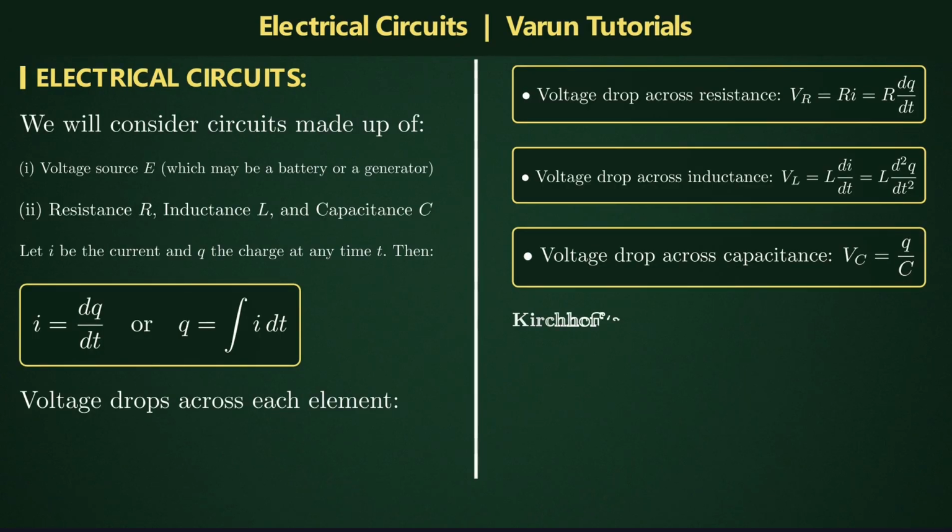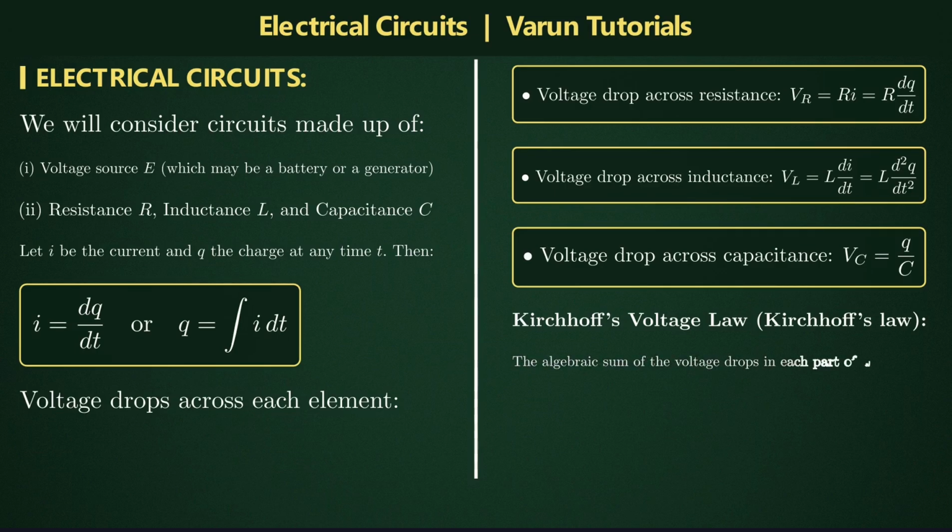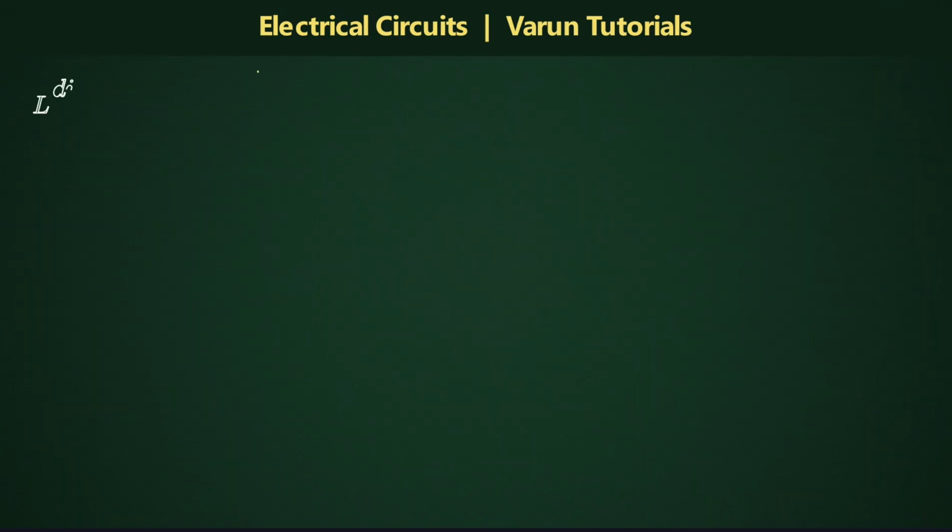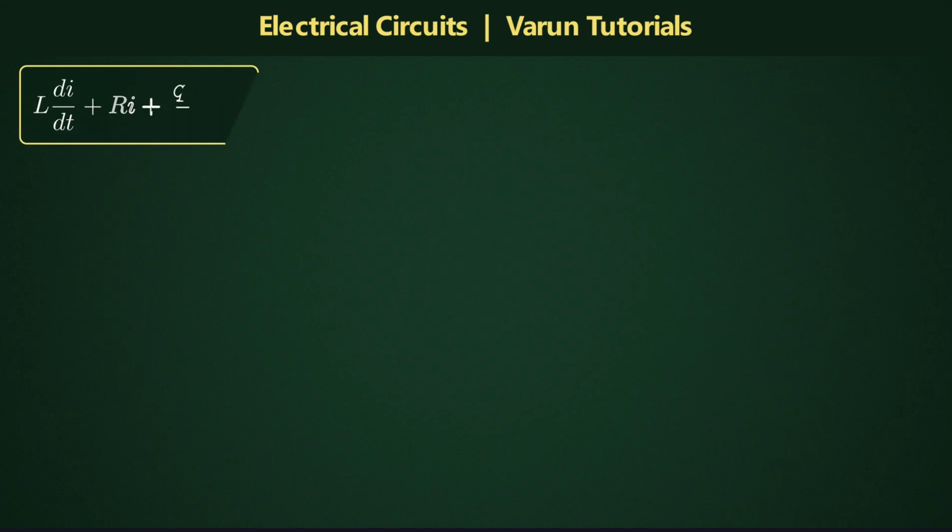We apply Kirchhoff's voltage law to write the governing loop equation. The law states that the algebraic sum of the voltage drops in each part of any closed electrical circuit is equal to the resultant electromotive force, or EMF E, applied in that circuit. Therefore, the governing differential equation for a series circuit is L dI/dt plus R I plus Q/C equals E.